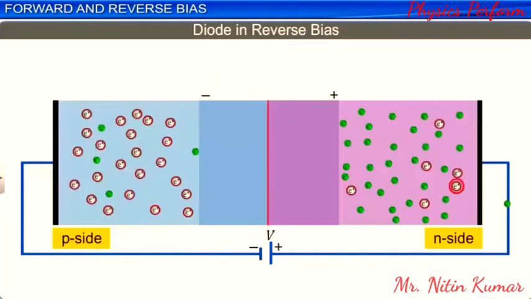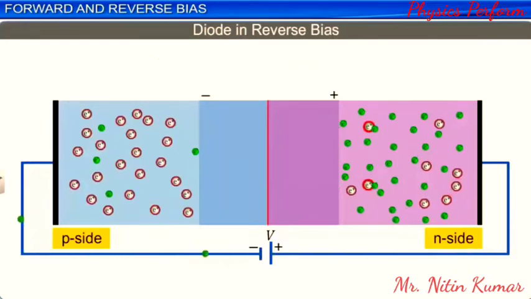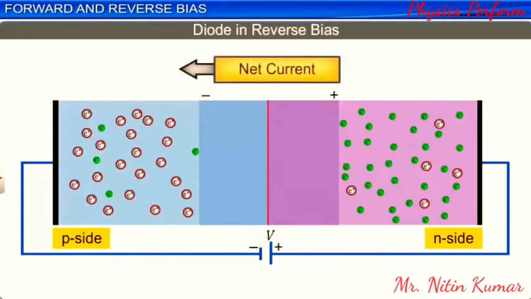Thus, in a reverse biased diode, the diffusion current decreases much below its equilibrium value, while the drift current remains unaffected. The drift current is now greater than the diffusion current. Hence, a net current flows from the N side to the P side in a reverse biased diode. The net current is small as the drift current itself is small.